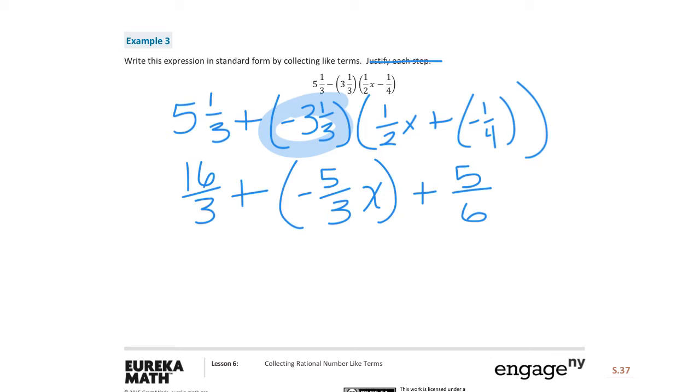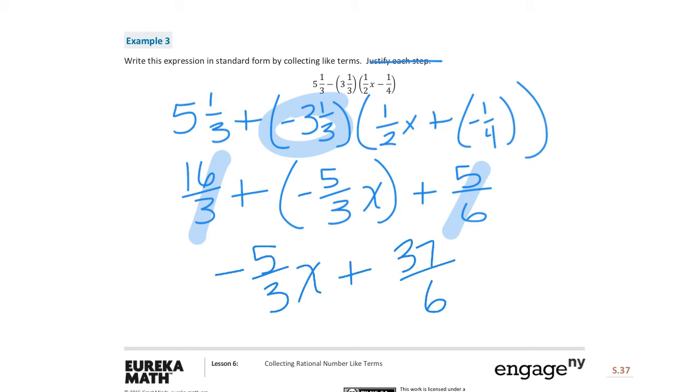All right, now when I'm looking at what I can or cannot combine, I can combine this with this, but I cannot combine either of those with the negative 5/3 x because they do not have an x. So I have negative 5/3 x plus, I add 16/3 plus 5/6, and when I do that, I get 37/6, and then you can leave it in simplest form, or you can change it to mixed numbers, 1 2/3 x plus 6 1/6. All right, next page.